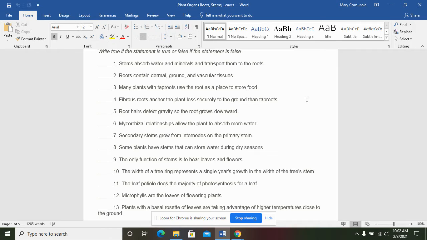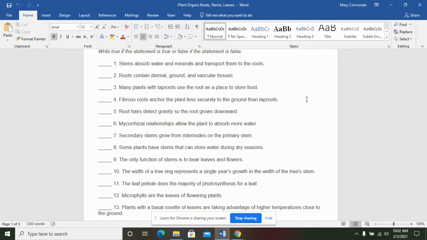Root hairs detect gravity so that the root goes downward. Now, root hairs may not detect gravity because they are just little outpouchings of the root itself. The root does have cells that will sense gravity, but the root hairs are simply just there to cover more surface area and get more water.